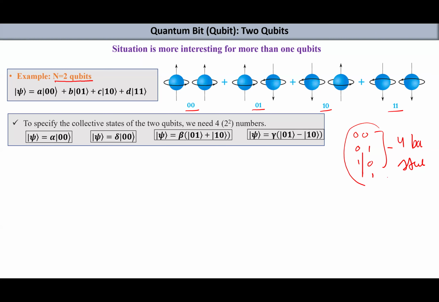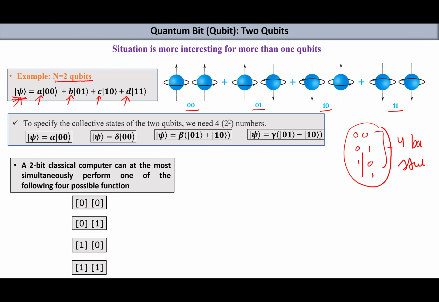And using these 4 basis states, I can make a superposition state. Now you can see, to define this wave function psi, I have to give the values of A, B, C, D. So I need 4 complex numbers to define the wave function psi.